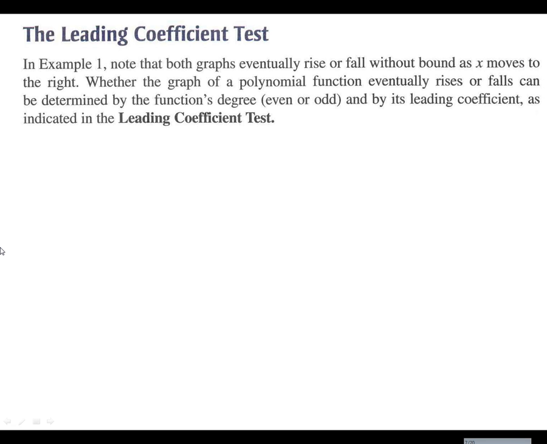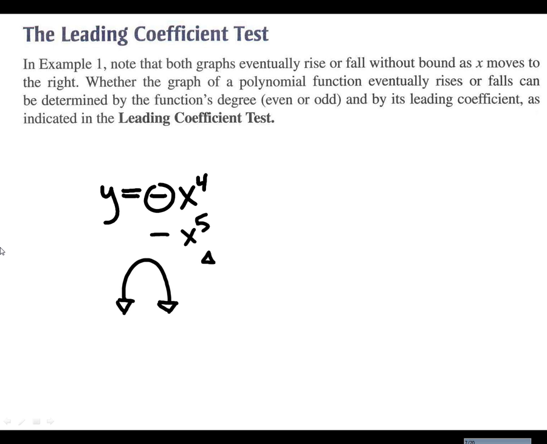All right, second example here for 2-2, the leading coefficient test. And what we're saying here is something we've kind of talked about already. If we have a negative in front of some polynomial, x to the fourth, x squared, it really doesn't matter. The negative means we're going to be opening downward if it's even, and if it's odd, negative x to the fifth, we'll be starting on the left high and finishing low on the right.